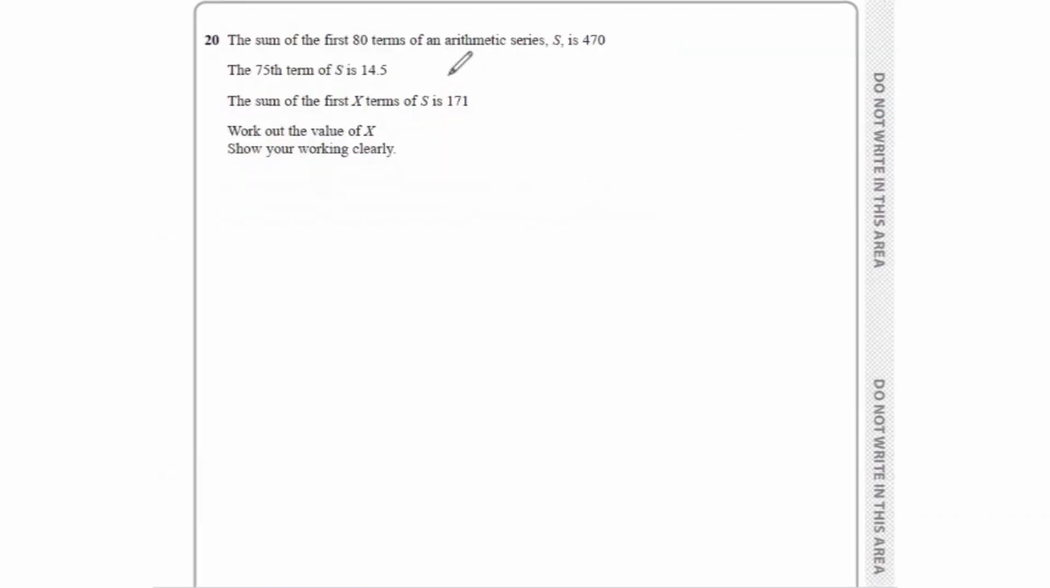Question 20 says the sum of the first 80 terms of an arithmetic series is 470. The 75th term of S is 14.5. The sum of the first X terms of S is 171. Work out the value of X. So sum of the first 80 terms is 470. Your 75th term is equal to 14.5. And sum of the first X terms is 171.